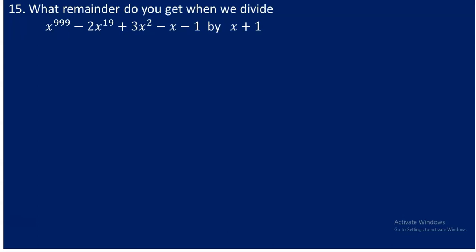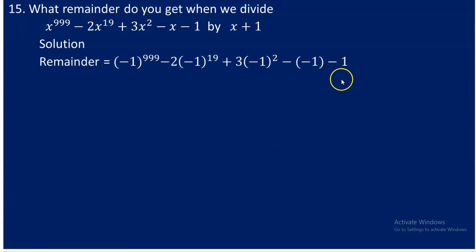As you know, the remainder theorem says the following: take the zero of x plus 1. The zero of x plus 1 is minus 1. So you need to substitute minus 1 in place of x throughout here, and the resulting value is nothing but the remainder. So the remainder is going to be minus 1 to the power of 999, minus 2 times minus 1 to the power of 19, plus 3 times minus 1 squared, minus minus 1 in place of x, then minus 1.